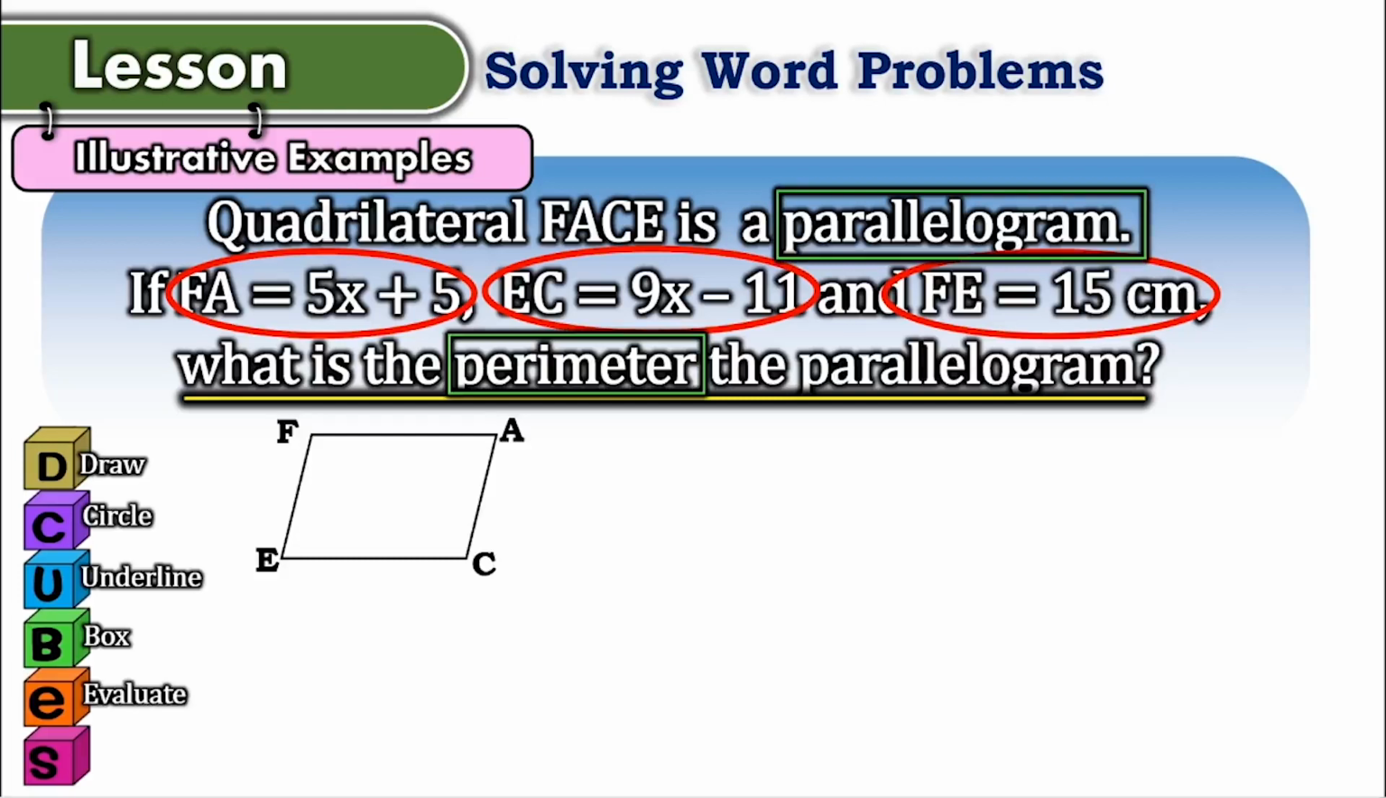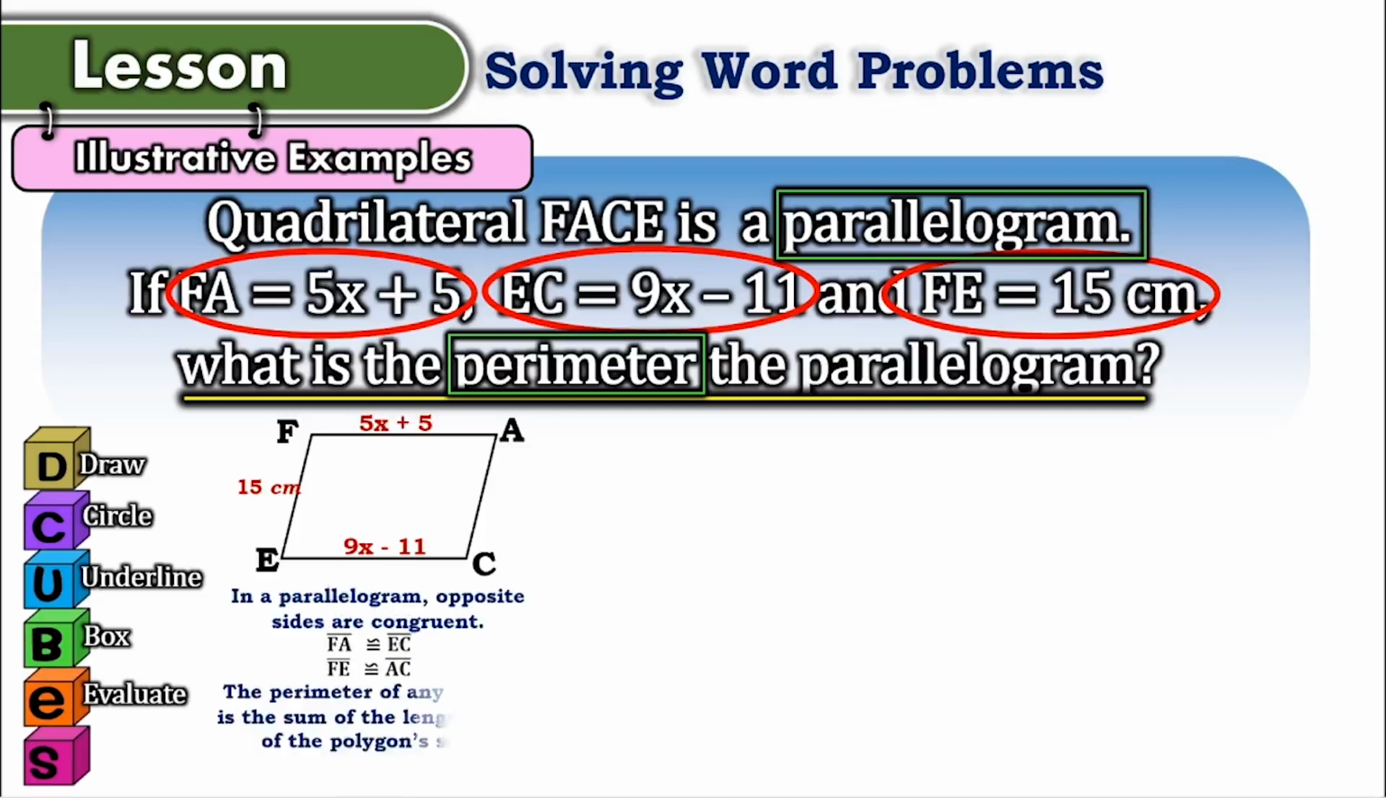Evaluate means to think about the encircled numbers, the boxed math keywords, including what is asked, and figure out a rule, formula, or solution you should do to solve the problem. In this step, we can now label the illustration using the encircled quantities. Based on the boxed keywords, we know that in a parallelogram, opposite sides are congruent, and the perimeter of any polygon is the sum of the lengths of its sides. We have perimeter is equal to FA plus AC plus CE plus EF.